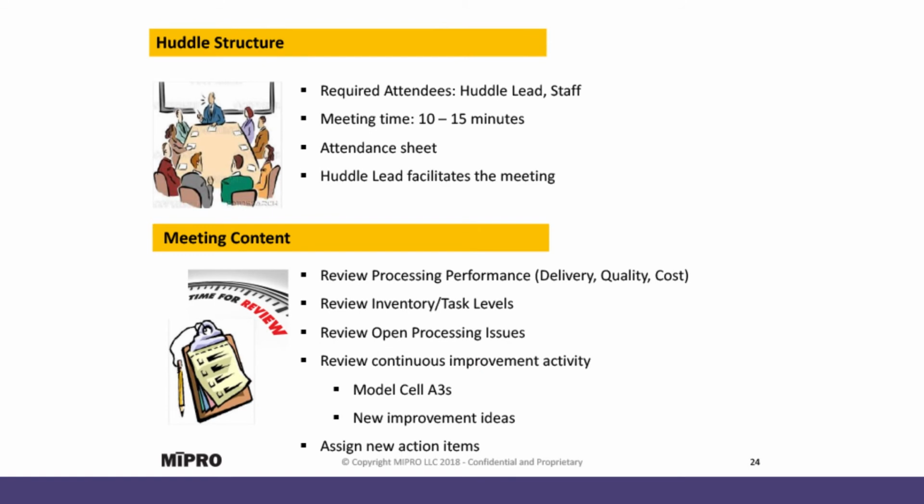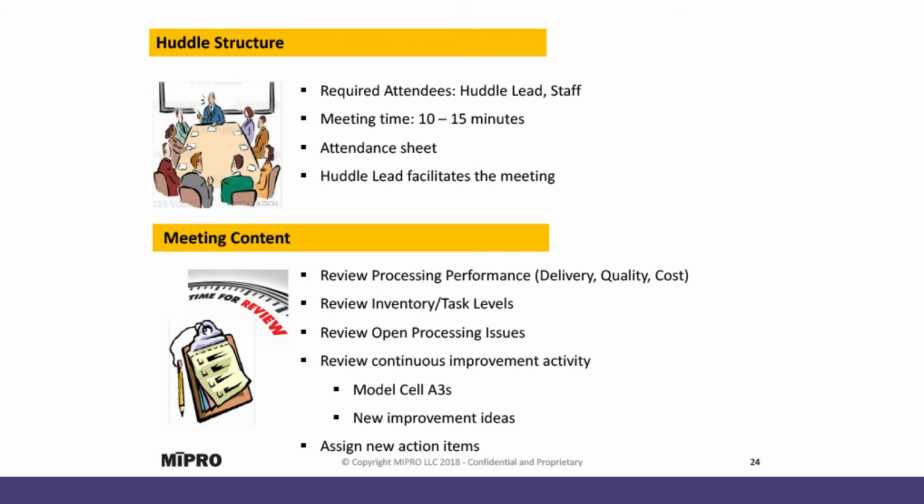Required attendees: the huddle lead, whoever's going to do the huddle, and the team members that are part of that functional area, process, or department. Meeting time is 10 to 15 minutes. Keep attendance. It doesn't mean, again, that this is for punishment. This is just for keeping track of who's participating. The huddle lead facilitates the meeting. We'll look at the roles here in a minute.